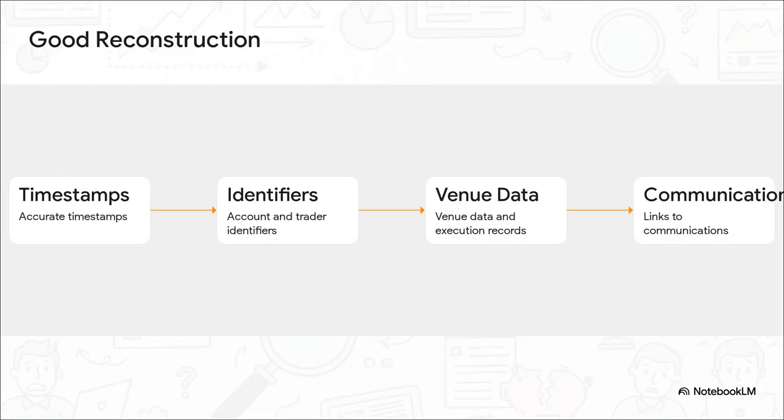But to successfully build that flawless timeline, you've got to have the right materials in place beforehand. You absolutely need highly accurate timestamps, clear account and trader identifiers, complete venue data and execution records, and, where relevant, seamless links to communications and client instructions. All these elements must be perfectly integrated into a firm's systems. Actually, let me just add, if your timestamps are even slightly inconsistent across systems, the entire sequence completely breaks down.